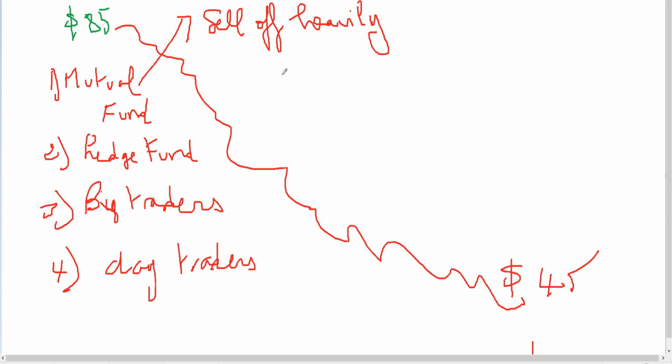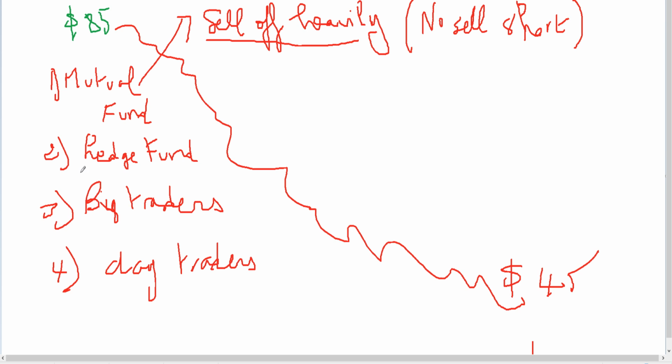Okay, now a sell off means that this mutual fund is selling off. They cannot sell short, because mutual funds don't sell short. If they did sell short, there would be no stock market, because most of the shares in the market are theirs.